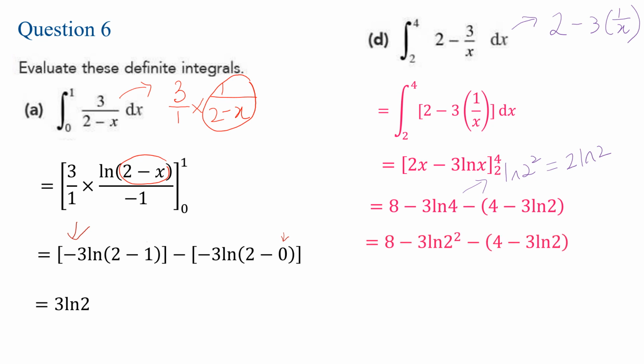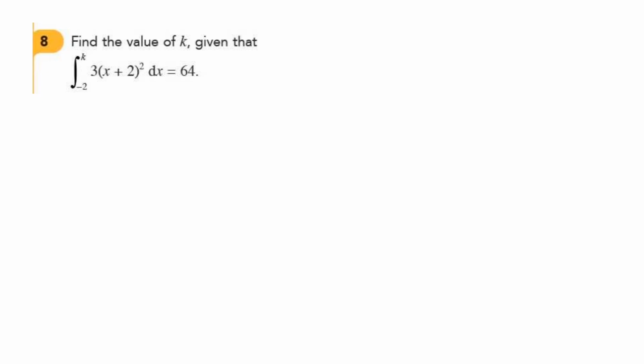And that will give you 8 minus 6 ln 2 minus 4 plus 3 ln 2. So you can simplify further to be 4 minus 3 ln 2. So this is leaving your answer exact. I'm showing you this just in case the question specifically asks you to leave your answer exact. Otherwise, you can just use a calculator and work out the answer, to 3 significant figures.